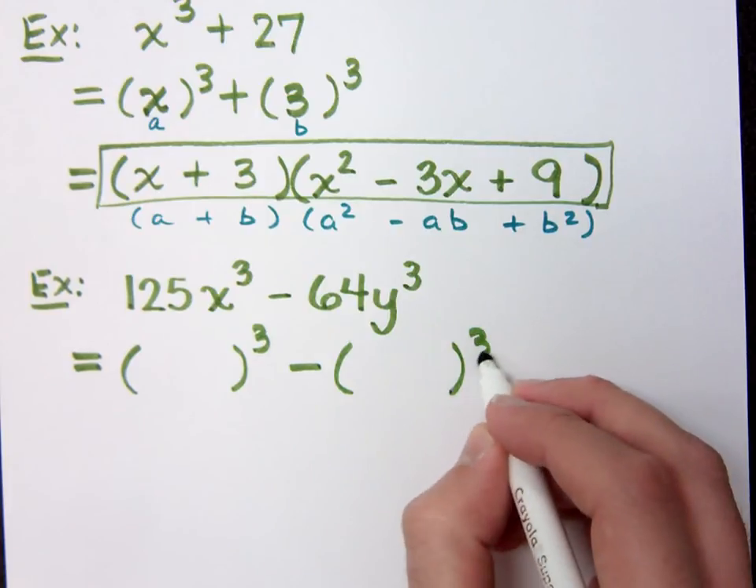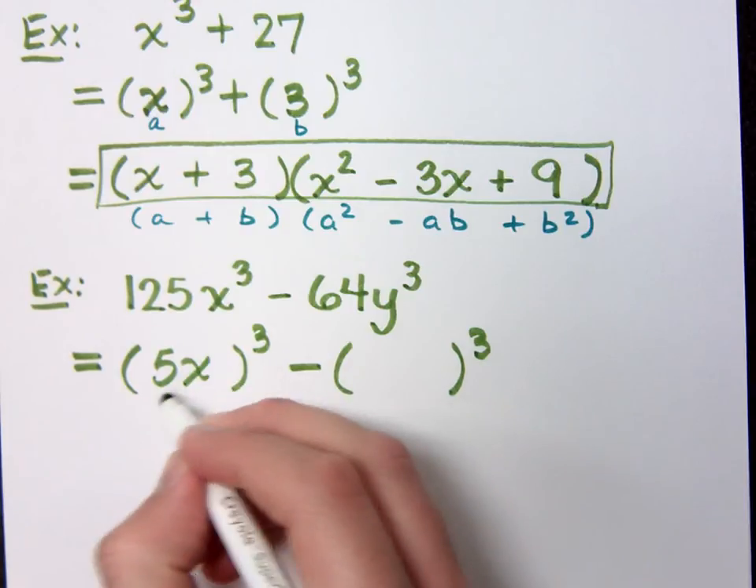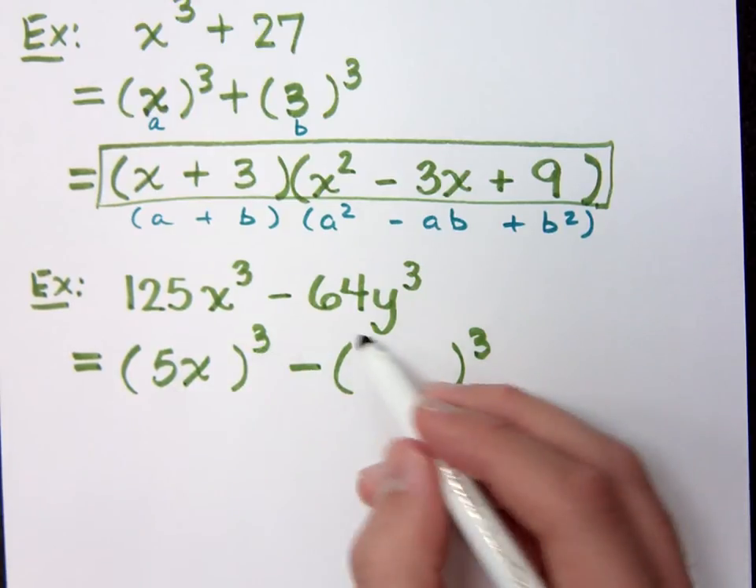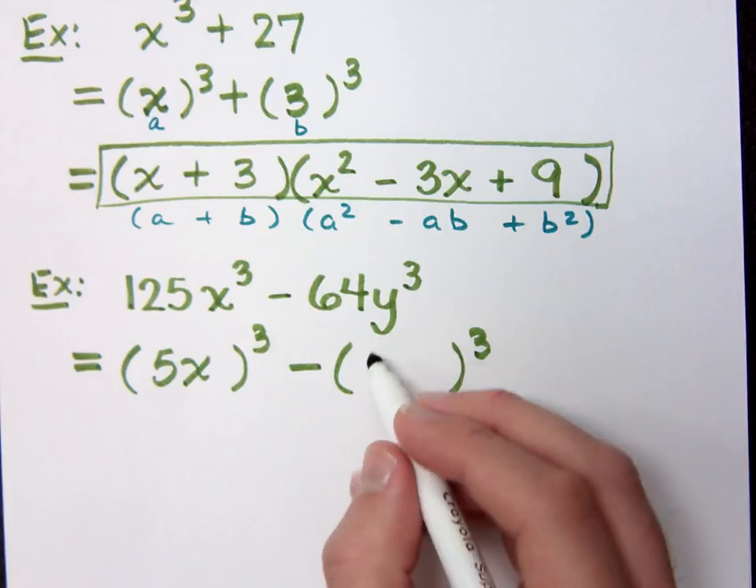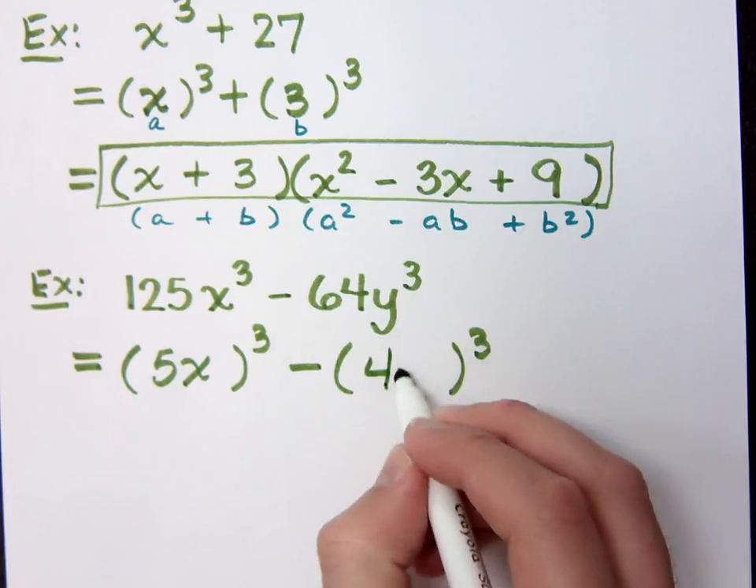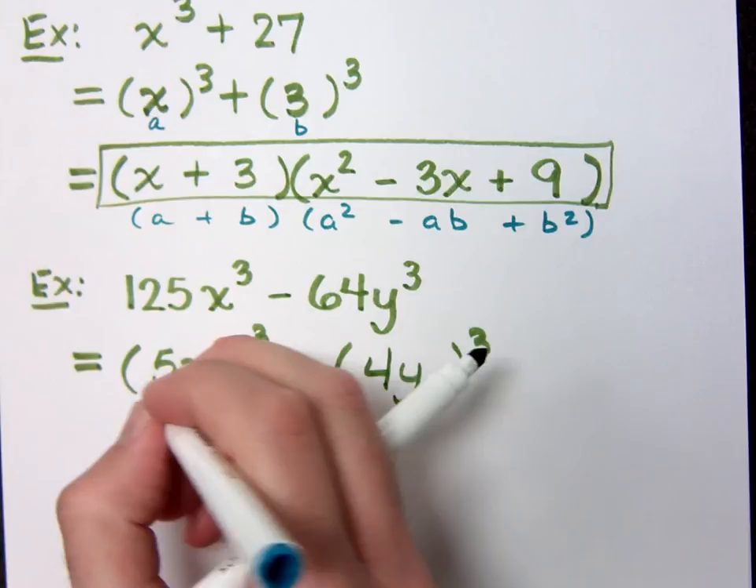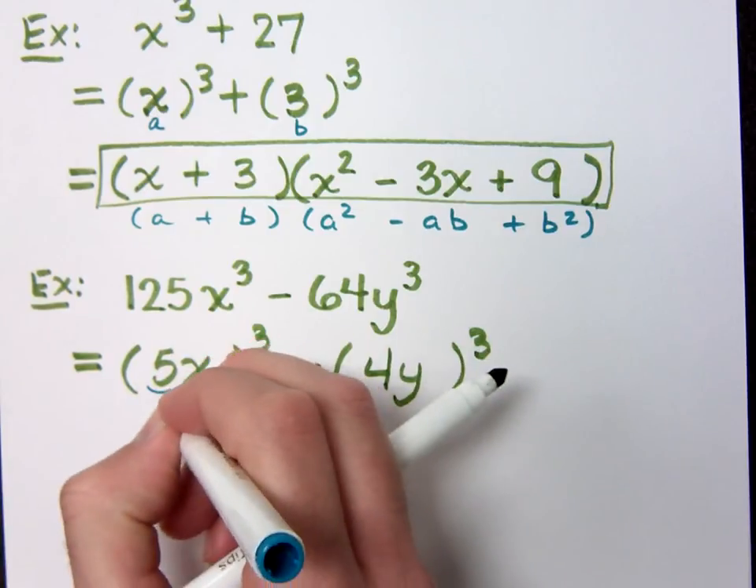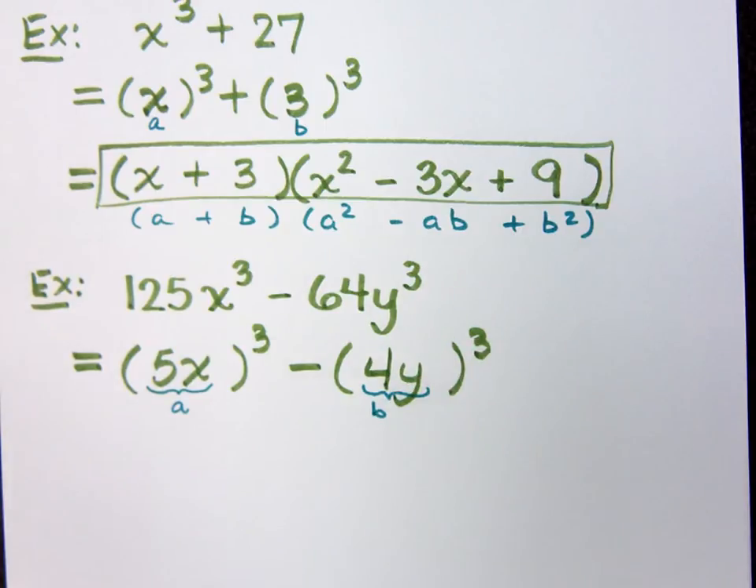What are you guys saying? 5x. So this guy can be written as 5x to the third. What about this guy? 4. Is that 4? It should be 4y. So this is 4y, 4y. So what I'm seeing here is that I'm going to use this guy as my A, and that guy's my B. Right?